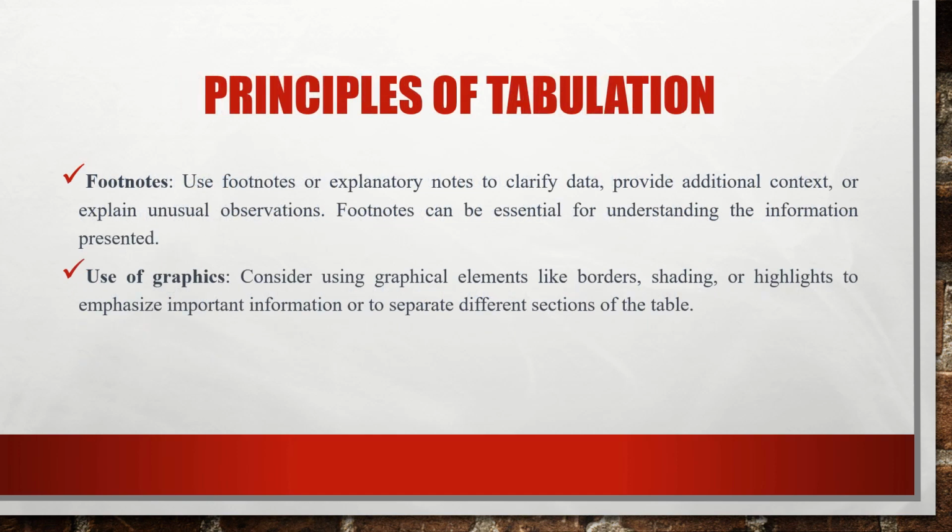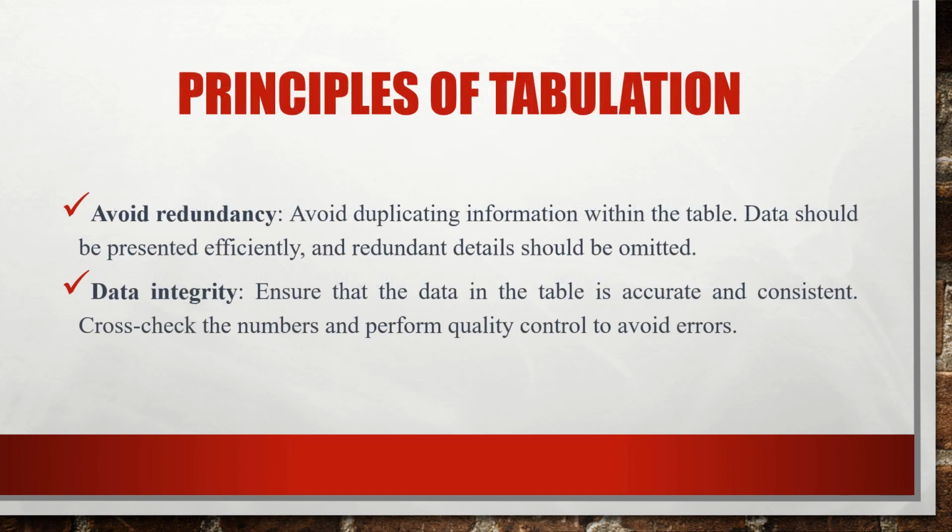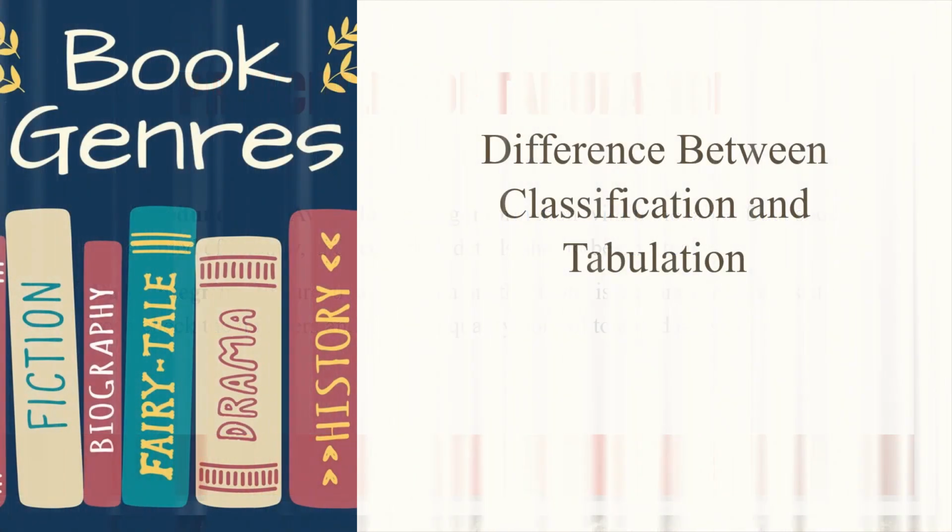Footnotes are the explanatory notes given below the table to provide additional information about the data given in the table. You know that we are not able to give detailed data inside the table, so we can use footnotes. Next, we can use borders, shadings or highlights in order to give more emphasis to the data in a table which is more important. We should avoid repetition or duplication of data in the table. We should ensure the accuracy and consistency of the data, or we can say there should be data integrity.